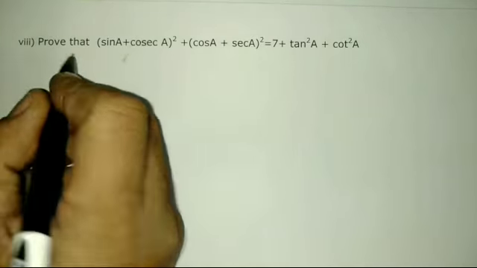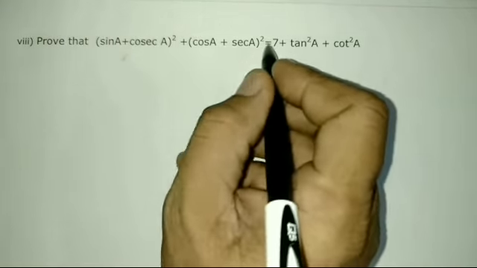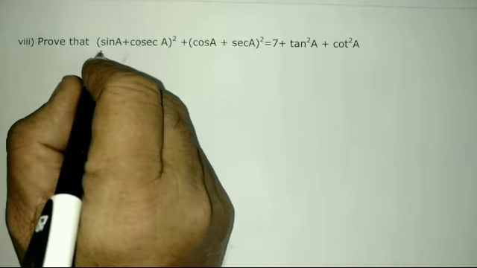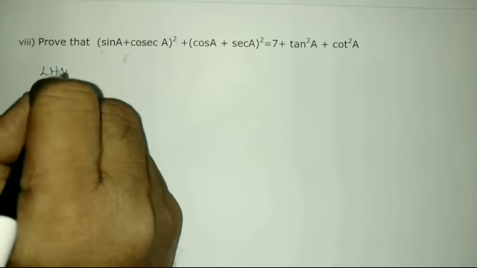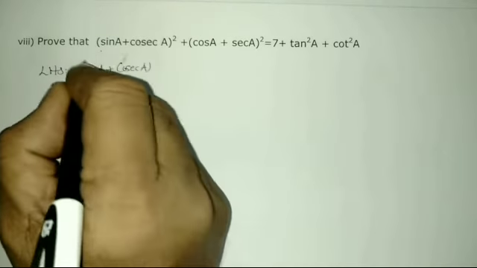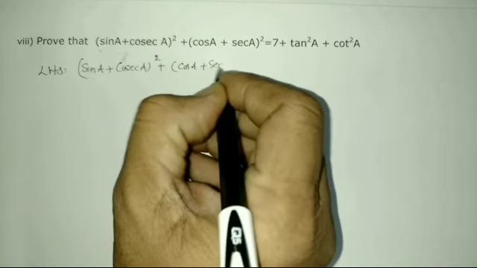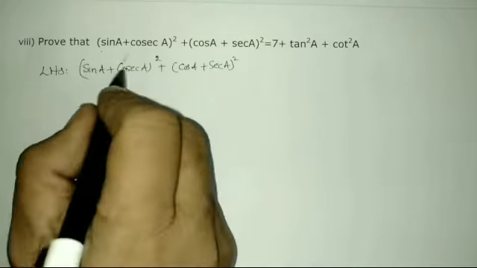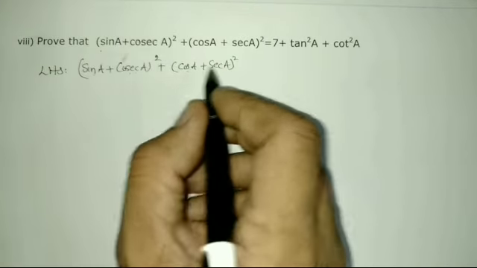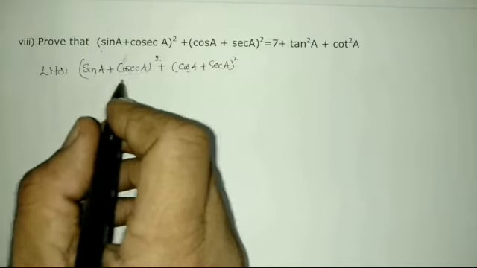Eighth problem. Prove that sin A plus cosecant A whole square plus cos A plus secant A whole square equal to 7 plus tan square A plus cot square A. Now left hand side, sin A plus cosecant A whole square plus cos A plus secant A whole square. Each is in the form of A plus B whole square. We know that A plus B whole square equal to A square plus 2AB plus B square.